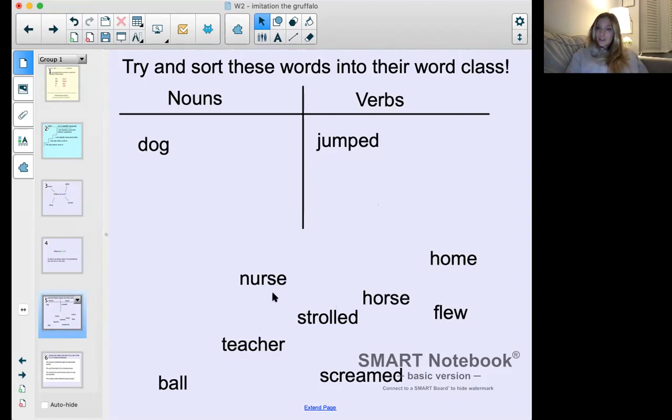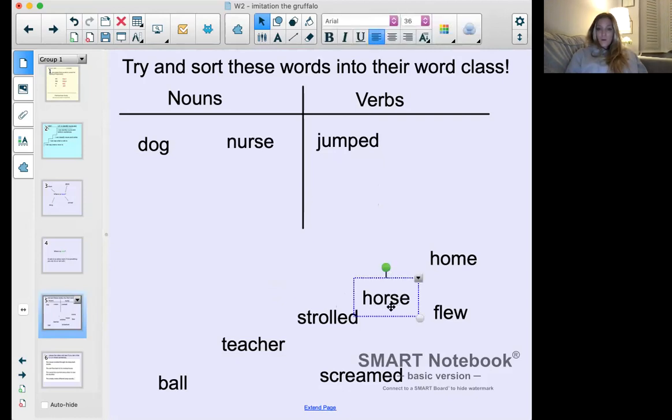Nurse. A nurse. Someone who helps us when we are poorly. Someone very important right now and always. Nurse is a person and people are nouns. Horse. Horse is an animal, which makes it a noun. Ball. A ball. Well, it's not a person. It's not a place. It's not an animal. It's not something I can do. Oh, it's a thing, which makes it a noun.